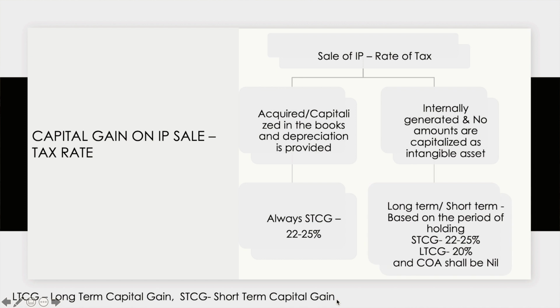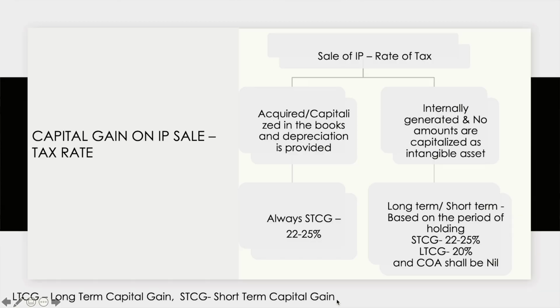So here I think the trigger date can be from when this software started generating revenue for you. So that can be the date from which you can calculate whether it is a long-term capital gain or a short-term capital gain. If it is a long-term capital gain, then the normal capital gain tax, that is 20%, is applicable. And in case it is a short-term capital gain, then 22 to 25%, that is the normal corporate tax, is applicable.